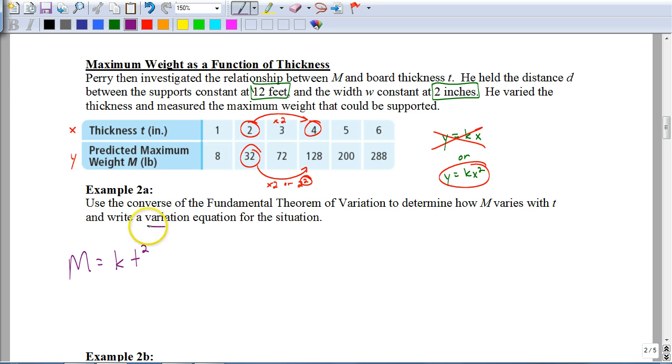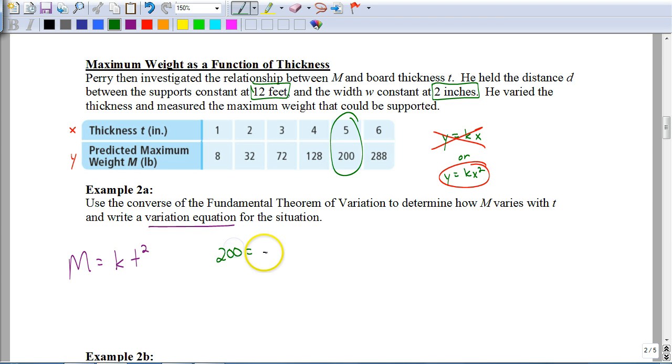So now they ask us to find a variation equation in this one. So we're going to pick a pair of numbers here. It can be any pair of numbers. Let's try 5 and 200 this time. So I'm going to put 200 in for m. Put 5 in for t. And when I do that, I'm going to divide both sides by 5 squared, or 25. 200 divided by 25 gives me a value of k, which would be equal to 8. So now my specific equation would be m equals 8 times t squared.